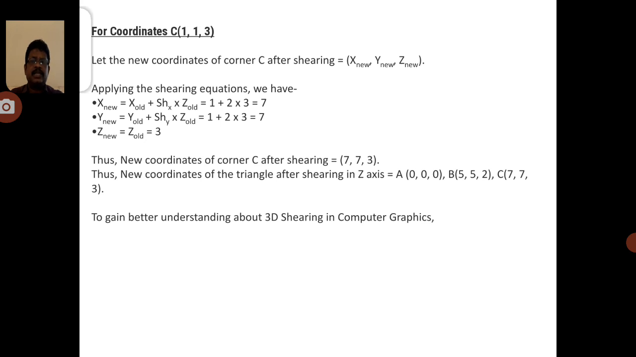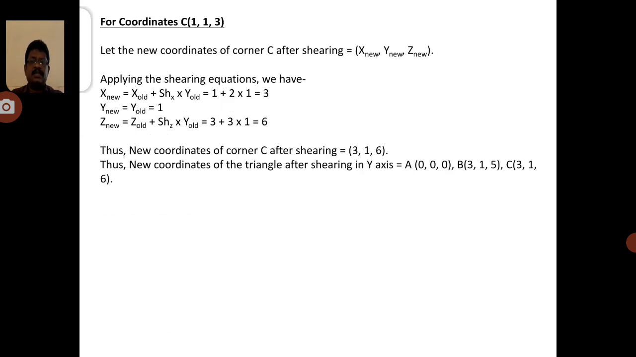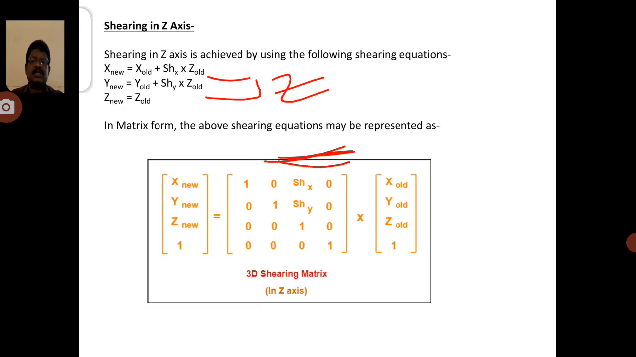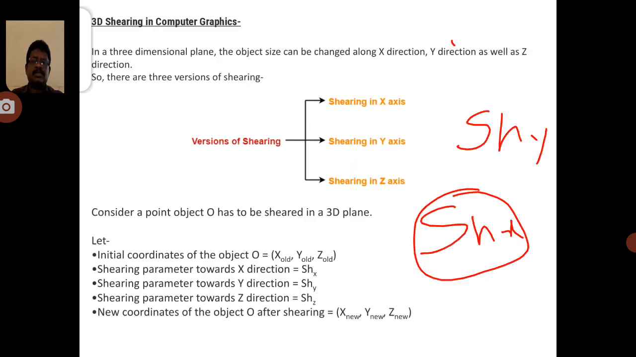Finally, we can derive the new coordinates of A, B, C after completion of the x shearing, y shearing and z shearing. These three different values are derived because in the shearing concept, the x value is different from the y value, which is different from the z value. That is why the object size can be changed along the x axis, along the y axis and along the z axis. This is exactly the 3D shearing concept.